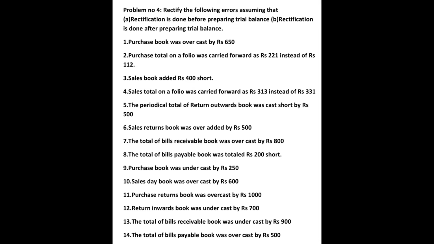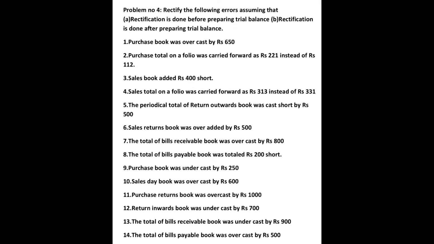8. The total of bills payable book was 200 rupees short. 9. Purchase book was undercast by 250 rupees. 10. Sales day book was overcast by 600 rupees. 11. Purchase returns book was overcast by 1000 rupees. 12. Return inwards book was undercast by 700 rupees.